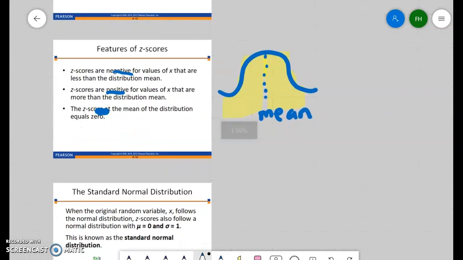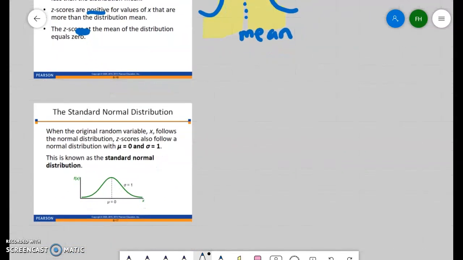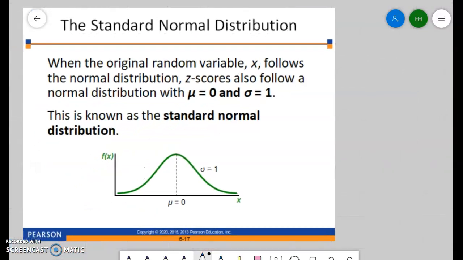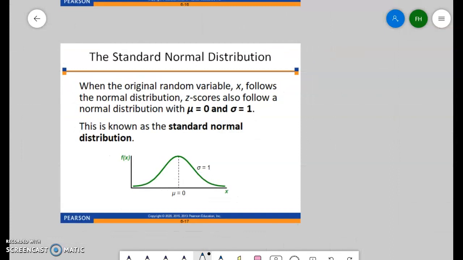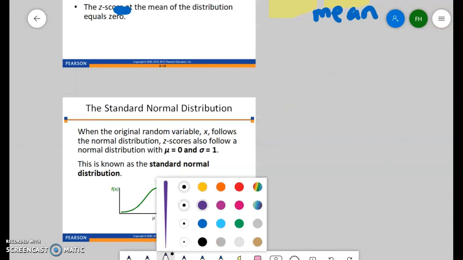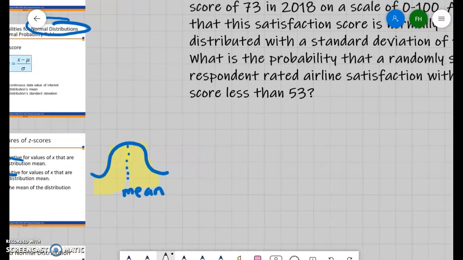Okay, moving on. Another thing, when you change it into the z-score, your mean is going to be 0. And your first standard deviation is going to be 1, meaning that is 1 standard deviation from the mean. So we're changing these into different units. So let's look at how we would actually work a problem or start a problem off.